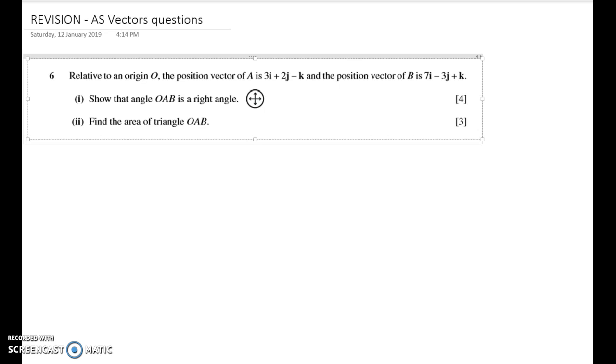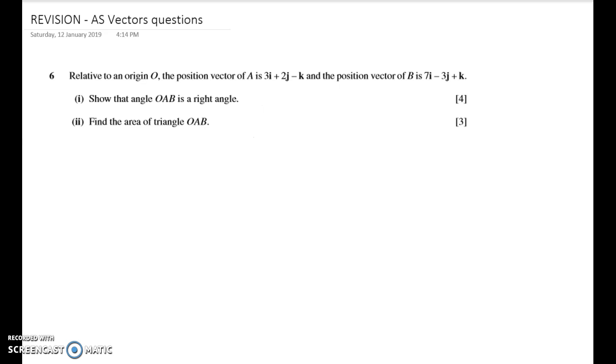So here's the question first. Hopefully you've watched the first video. This one is slightly different. Here we're given two position vectors. The first one, A, is here, and the second position vector of B is 7i minus 3j plus k. We're going to whack those onto a graph in a minute.